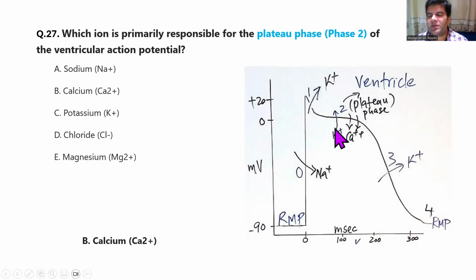This plateau is the most important phase of the ventricular action potential. And please mind it, this is part of depolarization, not repolarization. And this plateau is responsible for prolonging the refractory period of the ventricular muscle action potential.